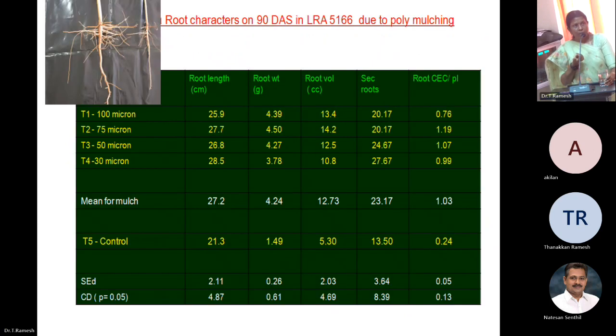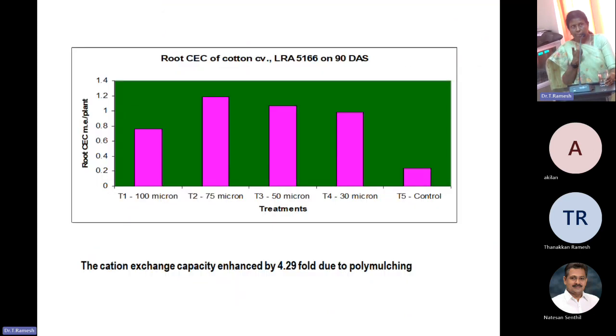So these various root characters I have kept: root length, root weight, root volume, secondary roots, even root CEC. It is next to photosynthesis. It is root cation exchange capacity, a very important character. You can see it is a fourfold enhancement in root CEC. So all these characters are much higher under polyethylene mulching. Maybe this magic growth is due to this. So this root CEC I have given separately. All the first three bars are under mulch film with different thickness, whereas in the control it is one-fourth only.